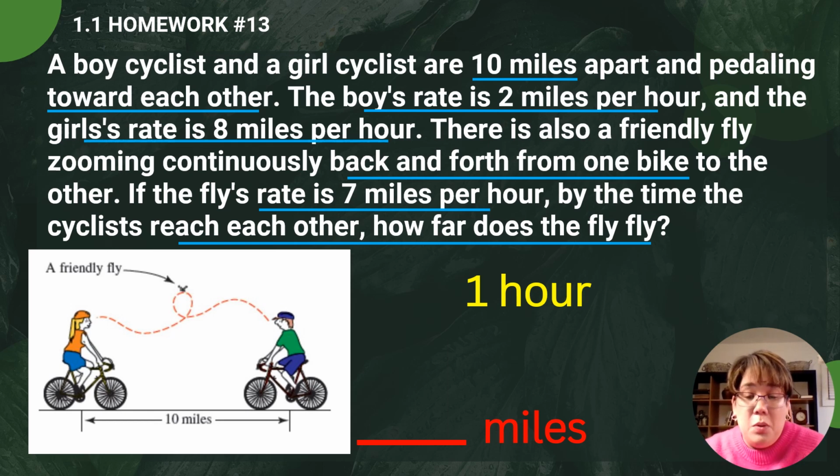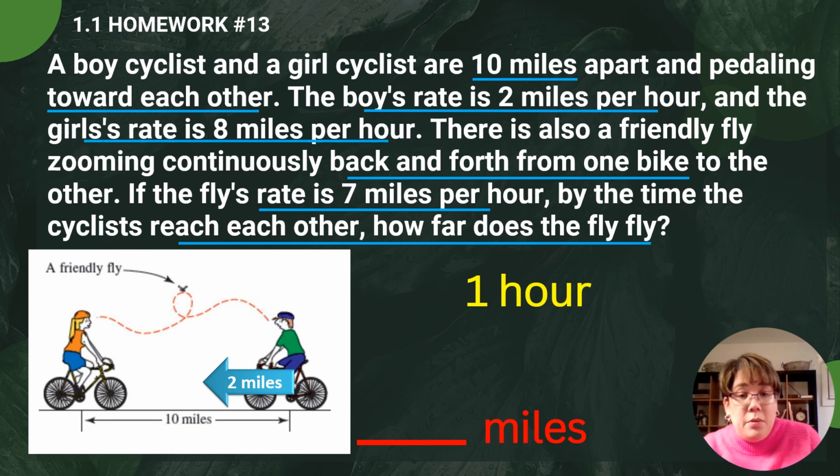Let's check where the boy is. It says that the boy's rate is 2 miles per hour. That's why I said let's check on him after 1 hour, because he's going to go 2 miles. So in 1 hour, he's going to go 2 miles. So I know that's where he's going because he's going 2 miles per hour.